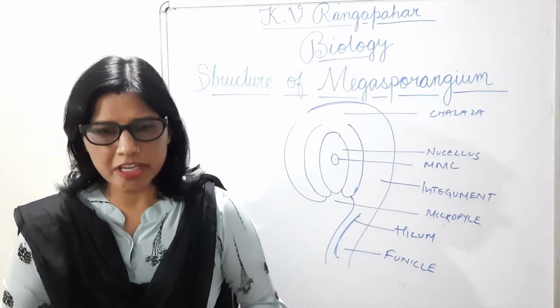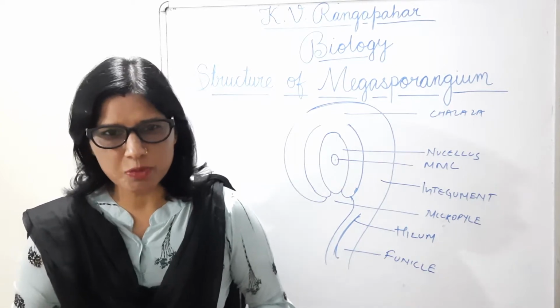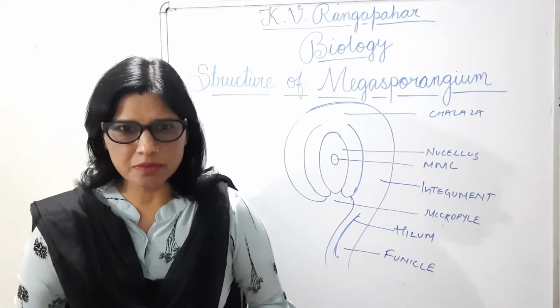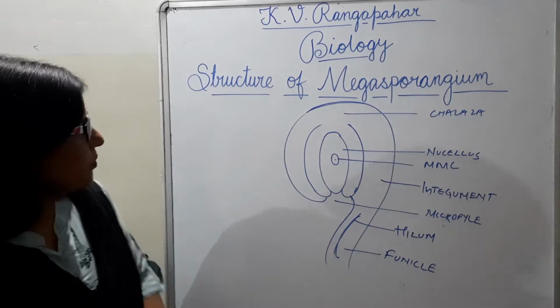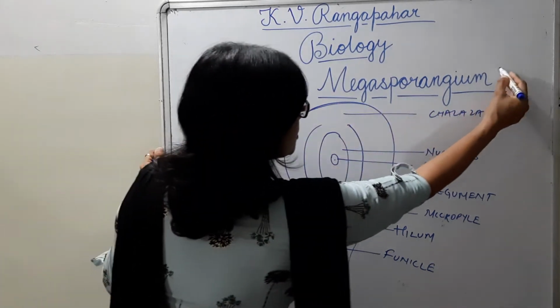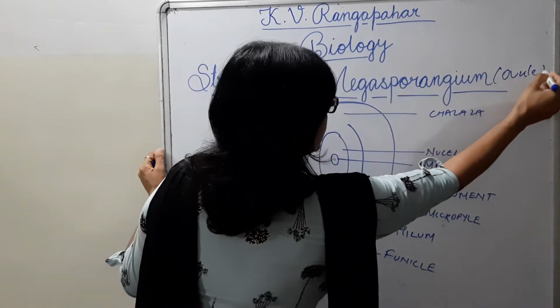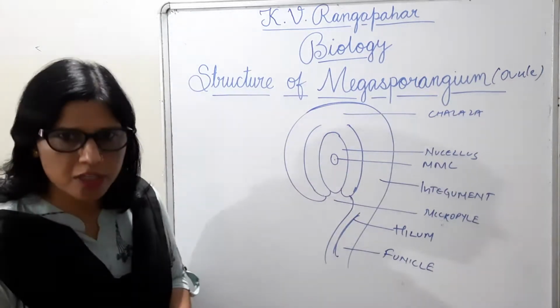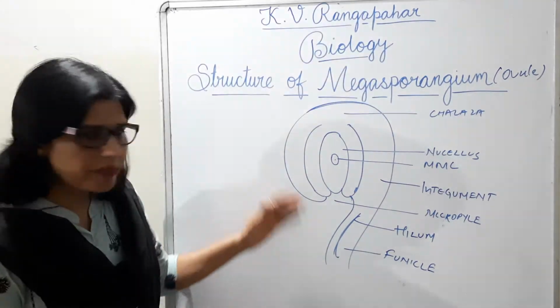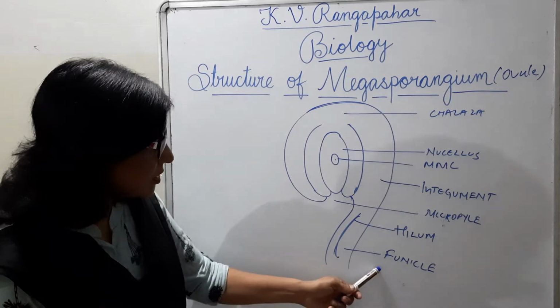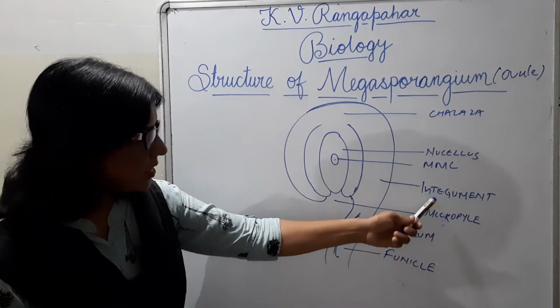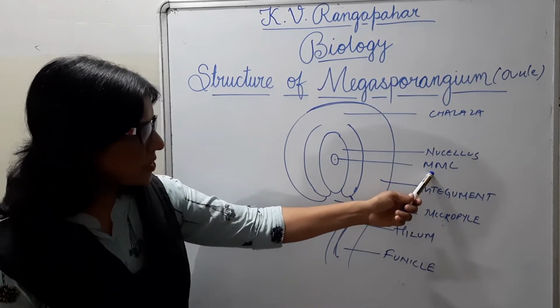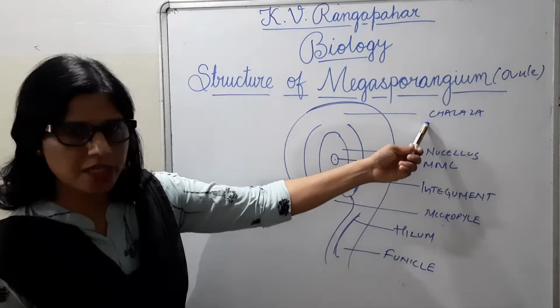Students, today we will study about the structure of megasporangium. Megasporangium is also called as ovule. So let's see the structure of ovule. It is having different parts like funicle, hilum, micropyle, integuments, megaspore mother cell, nucellus and chalaza.